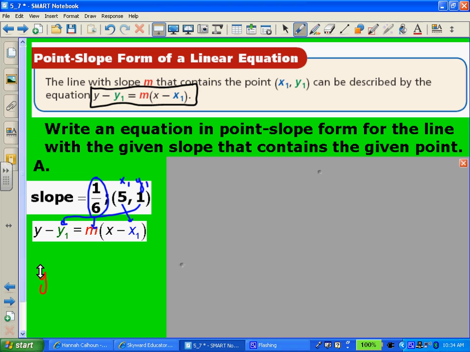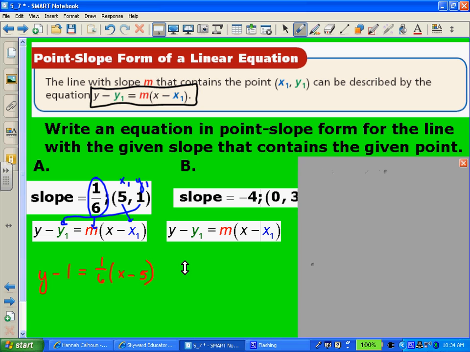So my equation would be y minus 1 equals 1/6 times x minus 5. And there's my equation in point-slope form. So it's just plugging in the numbers to the correct spots. Let's look at another one.